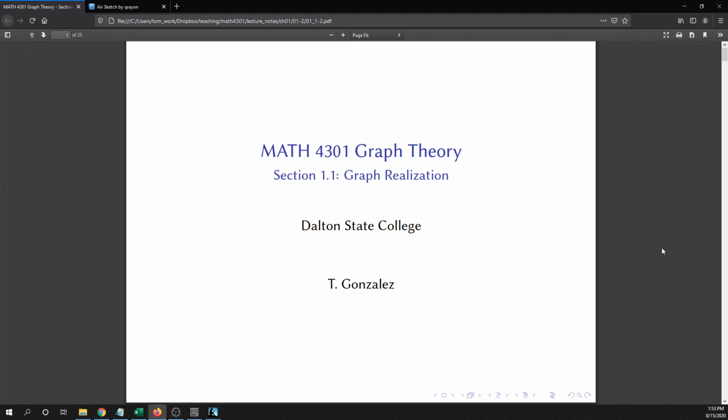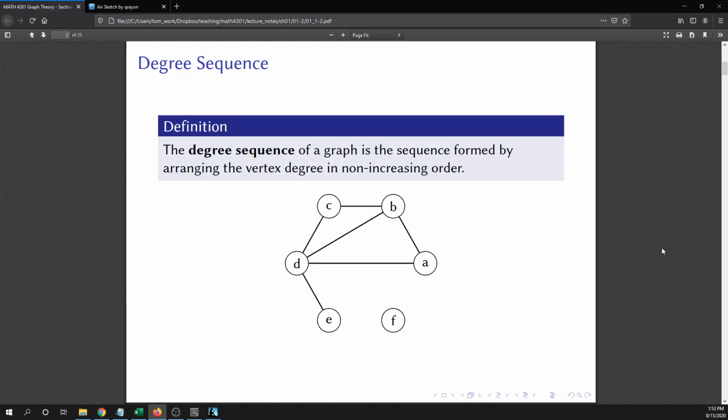All right, in this video, we are going to talk about graph realization. In the last lesson, we talked about the degree sequence of a graph, the sequence formed by arranging the vertex degrees in non-increasing order. There was a typo in the previous video: I wrote non-decreasing, but it's non-increasing. The numbers stay the same or go down. You would find the degree of each vertex, get all those numbers, and then arrange them in a sequence from the biggest to the smallest.